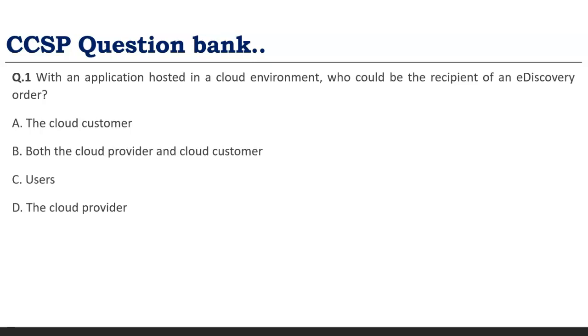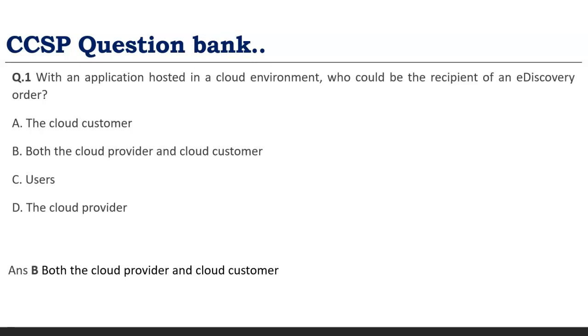First one is, with an application hosted in the cloud environment, who could be the recipient of an e-discovery notice? The e-discovery notice can reach whom? We have seen that the responsibility to answer the e-discovery notice is with the cloud customer, but the notice can reach both parties, the cloud provider as well as the cloud customer. It is the responsibility of the cloud provider to share this notice with the customer in case it reaches the cloud provider.